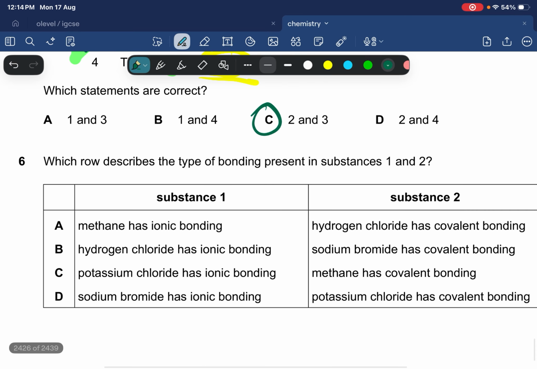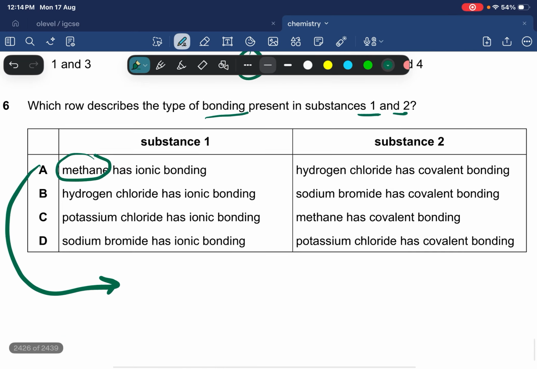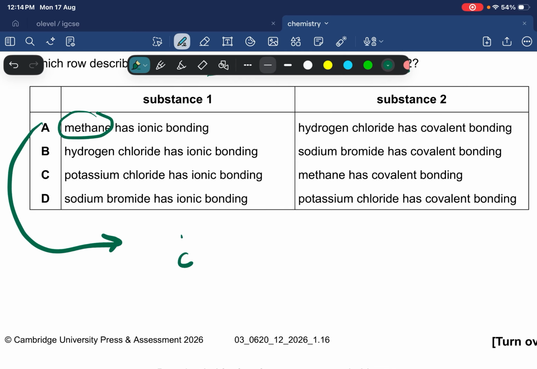Never change it. Which row describes the type of bonding present in substances 1 and 2? Okay. Methane has ionic bonding. That's a complete lie, because methane is carbon bonded to 4 hydrogens. And you know that when carbon and hydrogen bond together, they form a covalent bond. Definitely carbon and hydrogen can never form an ionic bond. Never, ever, never.